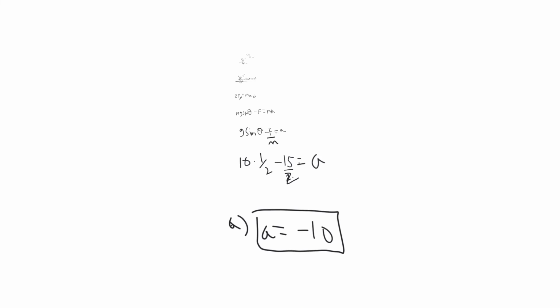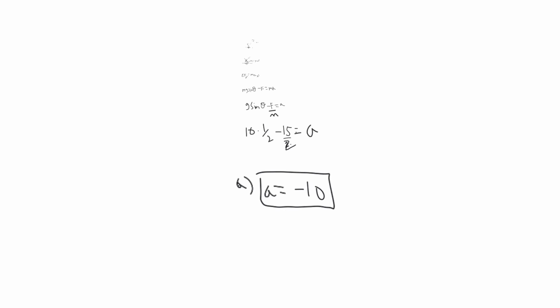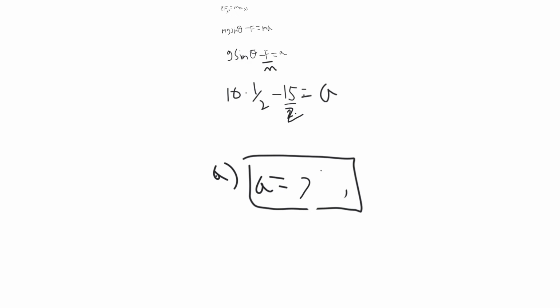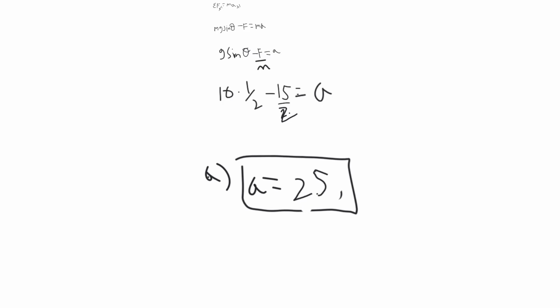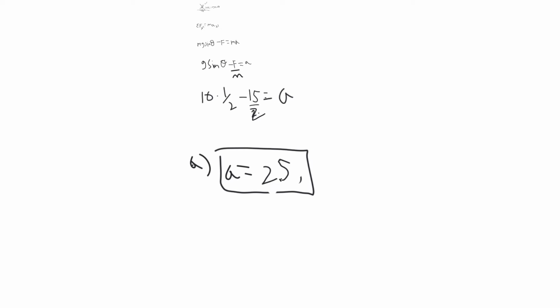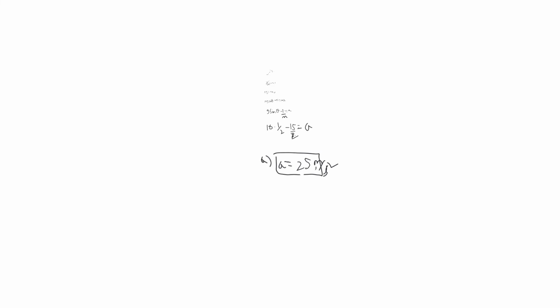And then when you work it all out, you should get, oh, this is actually wrong here, my apologies, this should actually be 2.5. When you work it all out, it should be 2.5 meters per second squared. So that's what you should get.